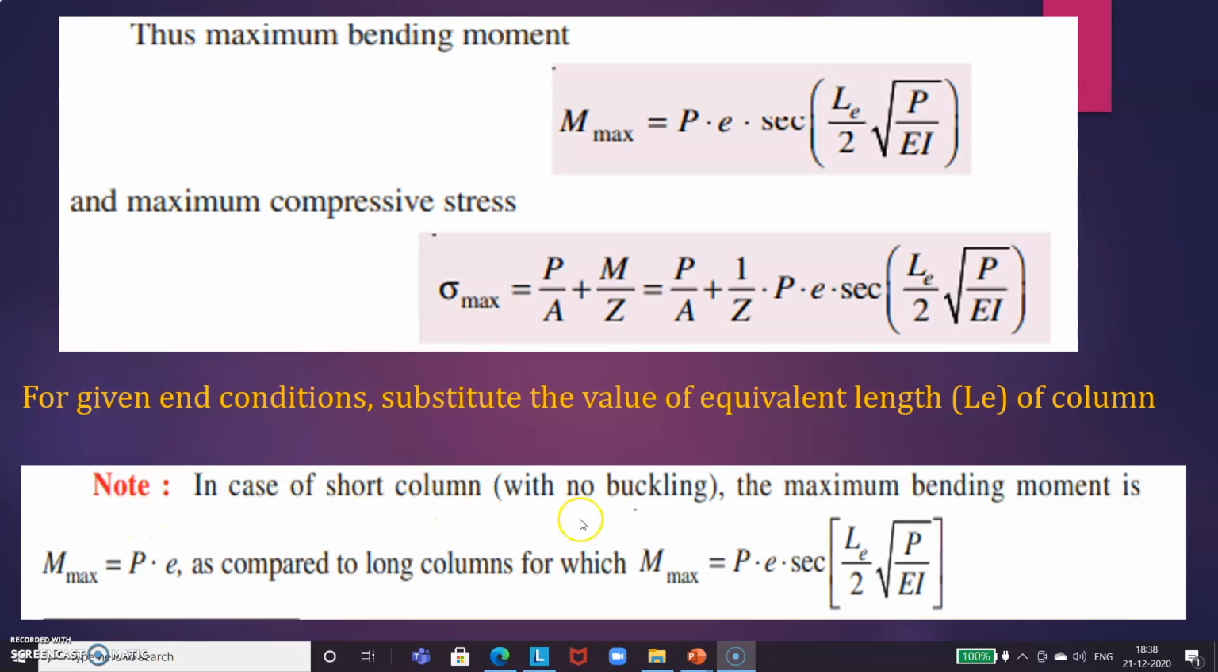In case of a short column, that is with no buckling, the maximum bending moment is given by M maximum equal to P into e. In the case of long columns, for eccentric loading, the maximum bending moment is given by this formula, P into e into secant of Le divided by 2 into square root of P divided by EI. But in the case of a short column, the maximum bending moment is given by P into e. That's it, only the load multiplied by the eccentricity. Okay, that is the difference between short column and long column in the case of eccentric loading.